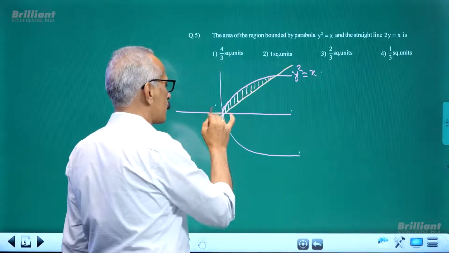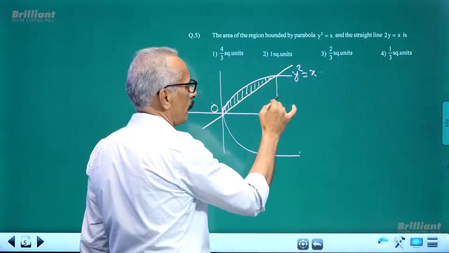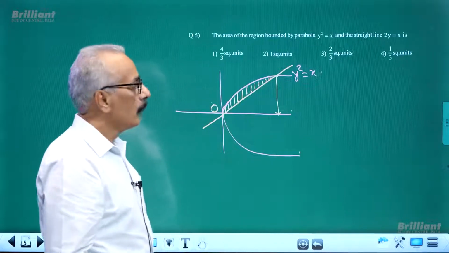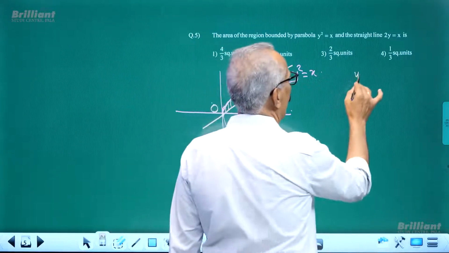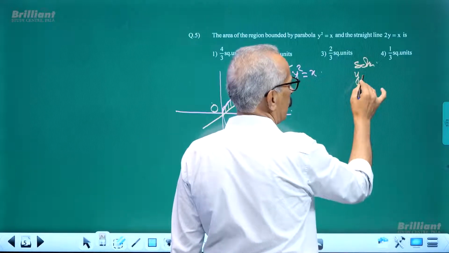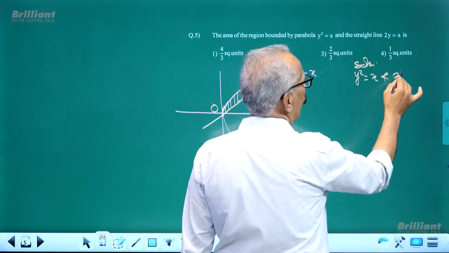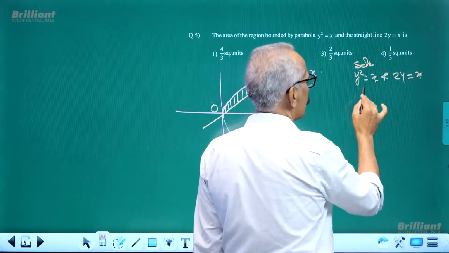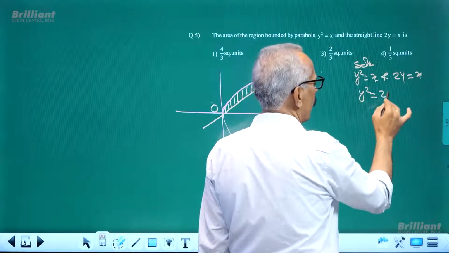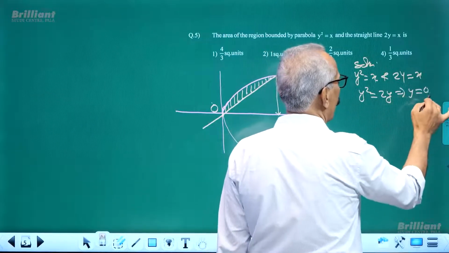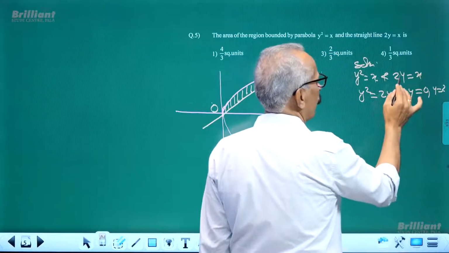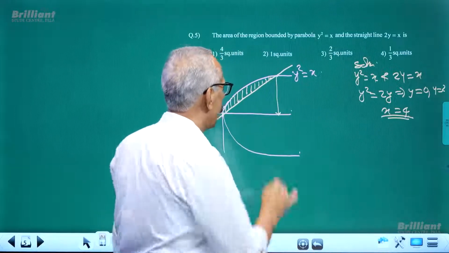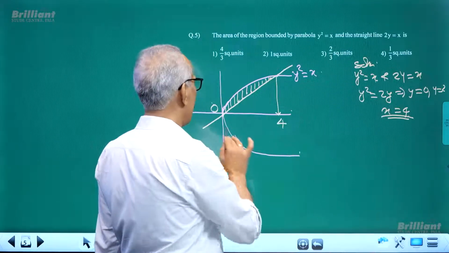When 2 curves are intersecting, we drop a perpendicular from the point of intersection. This is the origin. We have to solve to find the point of intersection: y square equal to x and 2y is equal to x. Since both are x, y square is equal to 2y, so either y equal to 0 or y equal to 2. When y equal to 2, x equal to 4. So this point is 4. We want x only. This is 0.